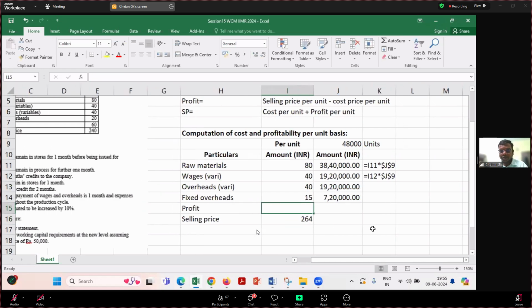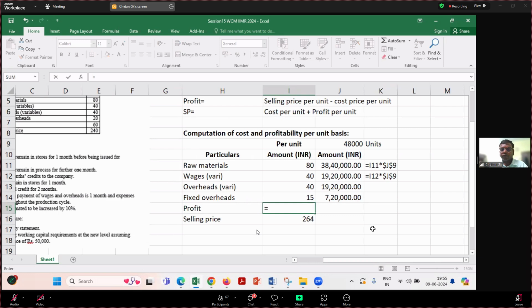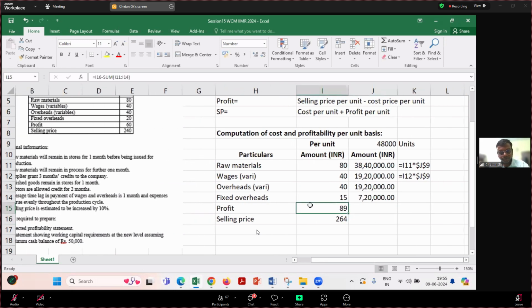So can you now compute the profit? How to find out the profit? Profit is equal to selling price minus all the cost, so this minus the sum of all this. Is it correct? I am getting 89 rupees as profit. How much are you getting? Same, sir. Same? Okay.